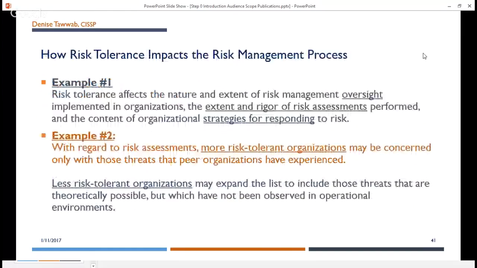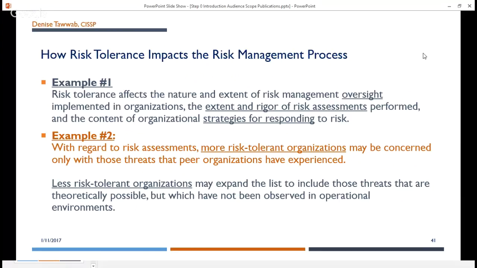Let me give you an example. Risk tolerance will affect the nature and extent of risk management oversight implemented in the organization. It will impact the extent and rigor of risk assessments performed, and it will also impact the content of your organizational strategies for responding to risk. How risk tolerant are you? How risk averse are you? Depending on how risk tolerant your organization is, you may need more controls. You may need to spend more money on security. If you're more risk tolerant, you may need to spend less money on security. If you're less risk tolerant and you've got some strict constraints that cause you to be risk averse, then you will likely spend more money on security.